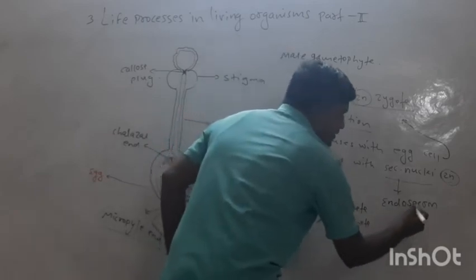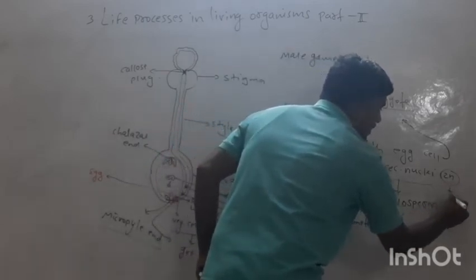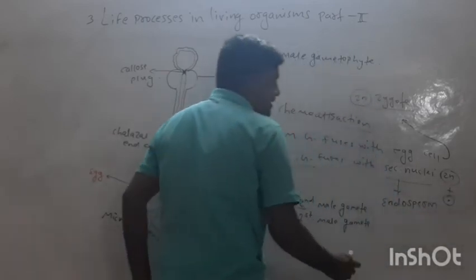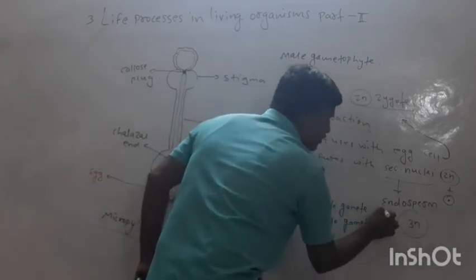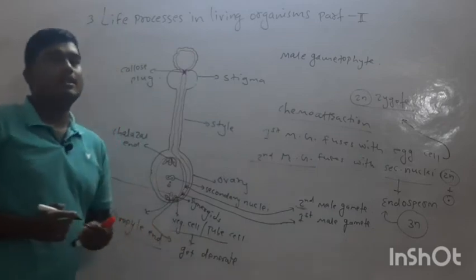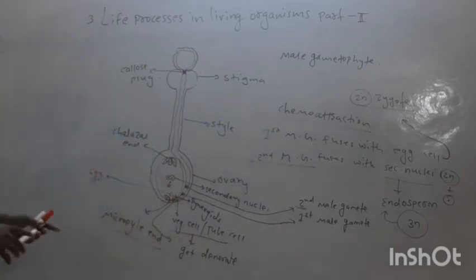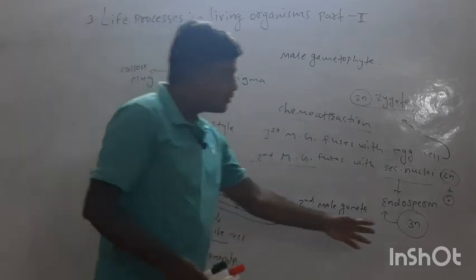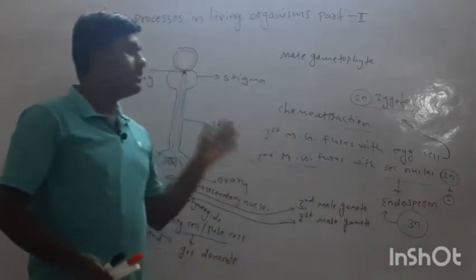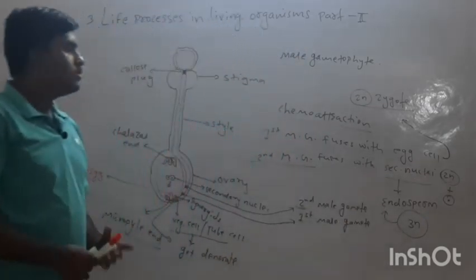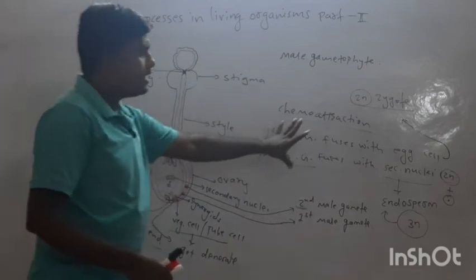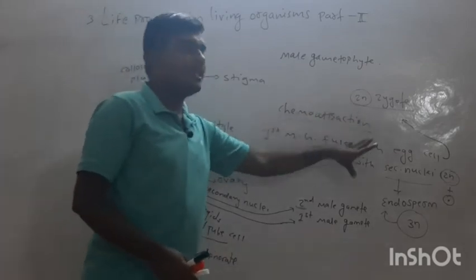whereas there is fusion of diploid plus haploid male gamete, that is second male gamete. Endosperm is triploid in nature. Three chromosomal sets are combined with the formation of endosperm. So this is called double fertilization.